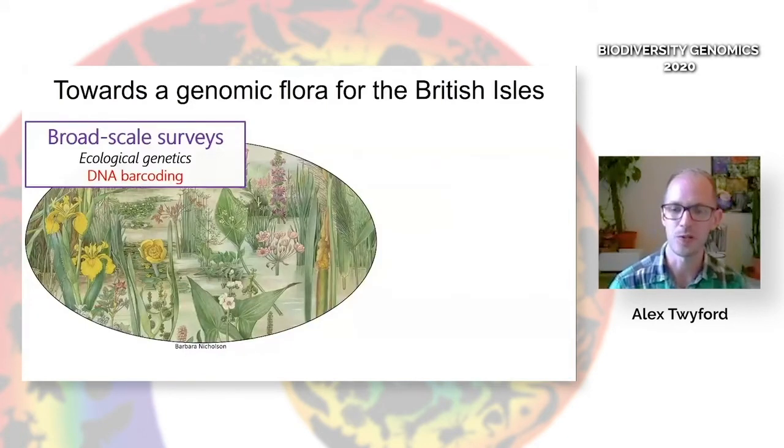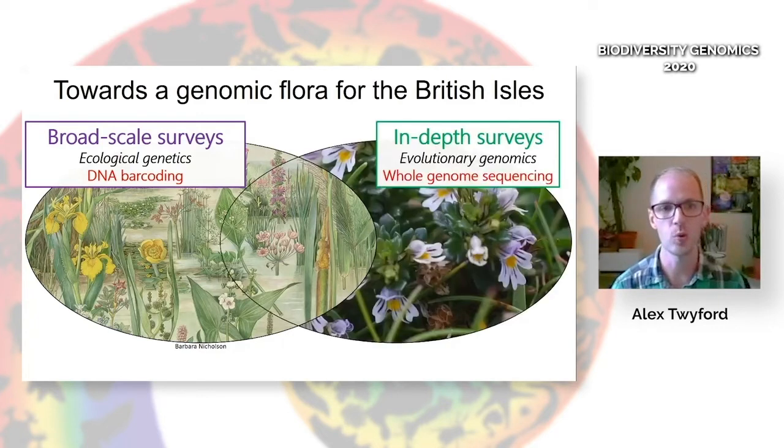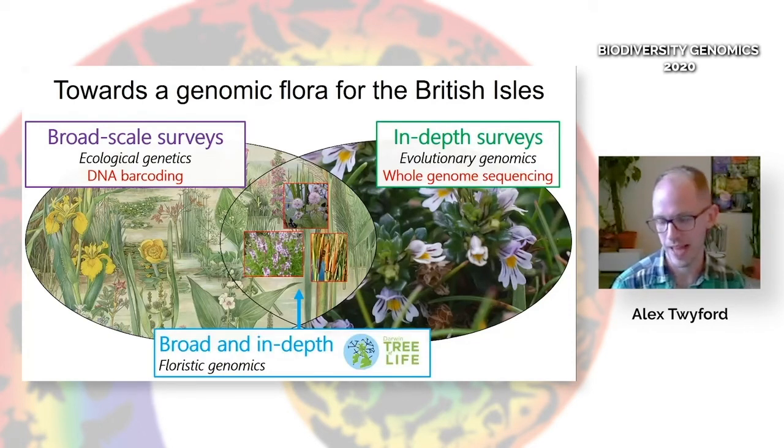Today, I want to think through what we can learn from broad-scale analyses of plant diversity, so why it is that we want to sample all of the plant species in Britain and Ireland. And I'll give an example of that using DNA barcoding from our work so far. And then consider why it is we need whole genome data to understand the evolution of the British flora. And I'll end with thinking about how the Darwin Tree of Life project falls between these two areas and covers both breadth and depth of genomic data.